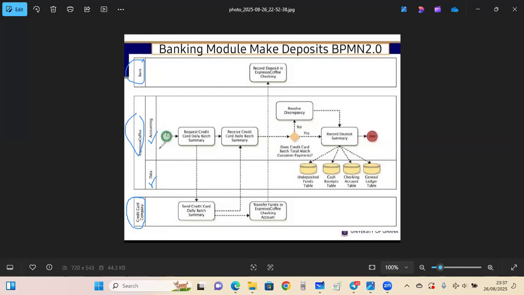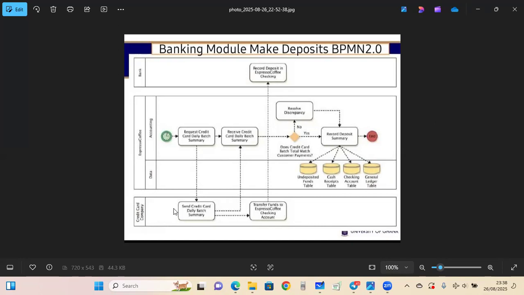Now, prior to that particular listing, what is going to happen is that the accounting department is going to request the credit card daily batch summary from the credit card company, right? So you see the starting point is here. Once you're able to identify the lane, you can see where the real deal is starting from. And it is starting from the company itself, the accounting department. So the accounting department of the company is requesting the credit card daily batch summary from the credit card company. That's why you are seeing this arrow, right?